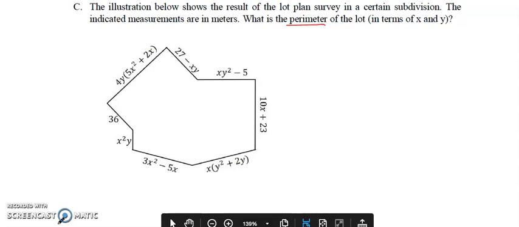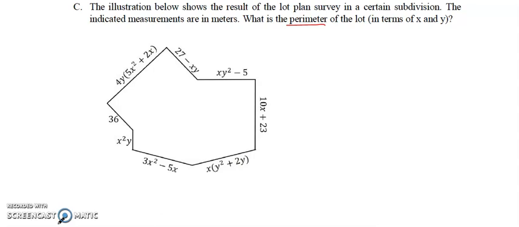When you are asked to present an answer in terms of X and Y, you are asked to provide an algebraic expression with variables X and Y. So we are trying to look for the perimeter. The perimeter, as a review, is just the total length of the bounds of this specific figure. So basically, we will just add all of these algebraic expressions. Let's try to create an expression from this.